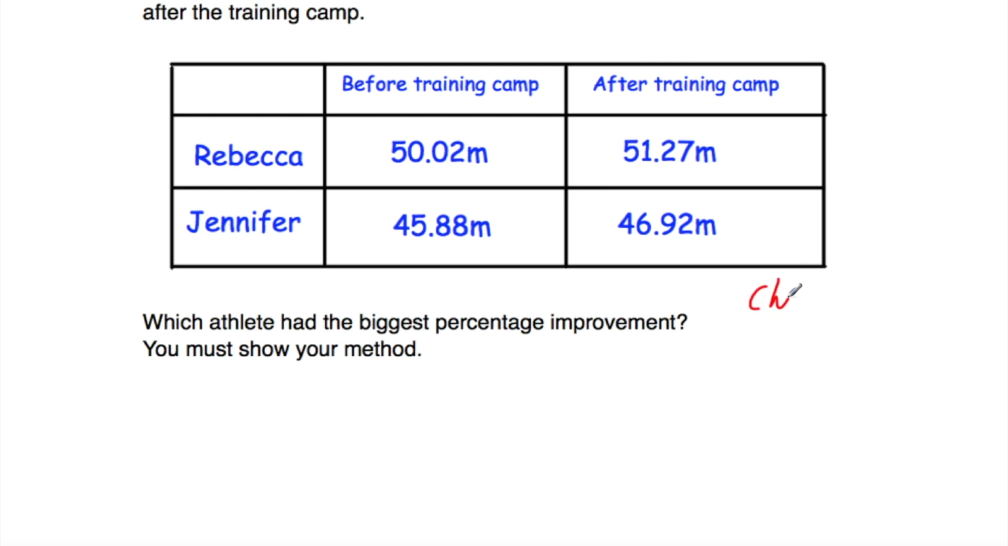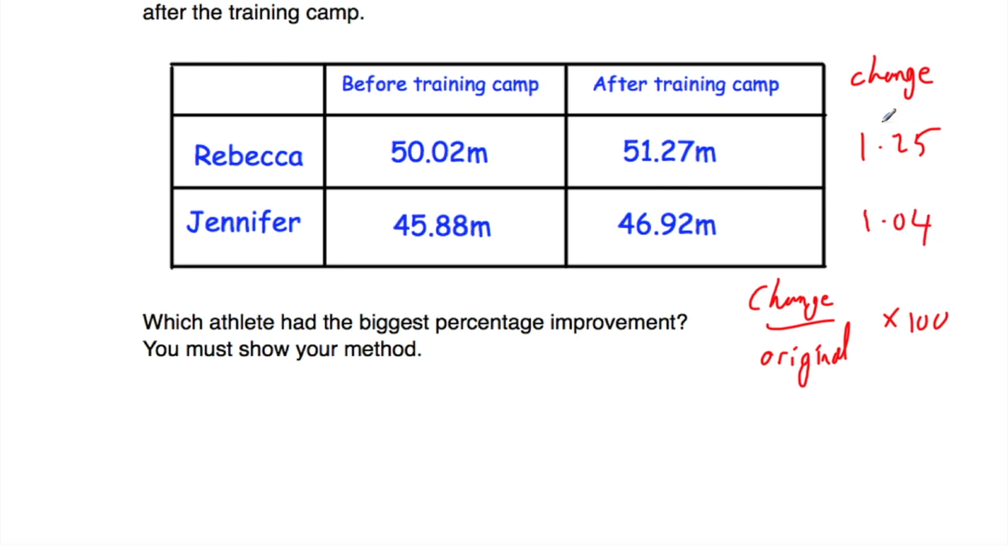So it's going to be change divided by the original, times 100. And if we work that out, that'll tell us the percentage improvement. So for each of them, let's write down the change, what it goes up by, the improvement. It's a calculator question, so 51.27 subtract 50.02 is equal to 1.25. So Rebecca's javelin throw increases by 1.25 meters, so she can throw 1.25 meters further than she could before the training camp. And in terms of Jennifer, 46.92 subtract 45.88 is equal to 1.04.